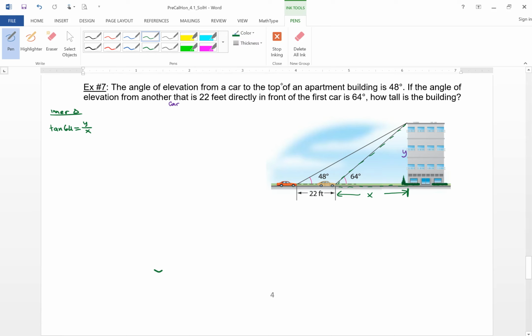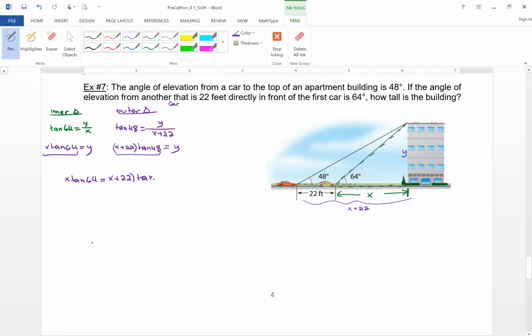Now, the outer triangle has another angle, tangent of 48. The opposite side to 48 is y, and the adjacent side is x plus 22. So in the first case, if we solve this for y, it's x times tangent of 64 equals y. And here, x plus 22 times tangent of 48 equals y. Since both of those equal y, we can set them equal to each other. So I get x tangent of 64 equals x plus 22 times tangent of 48.